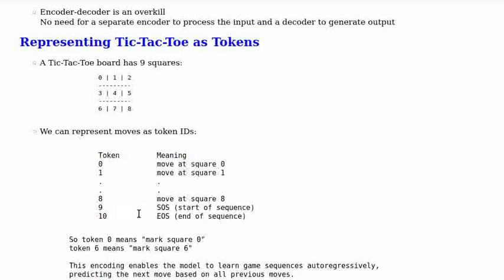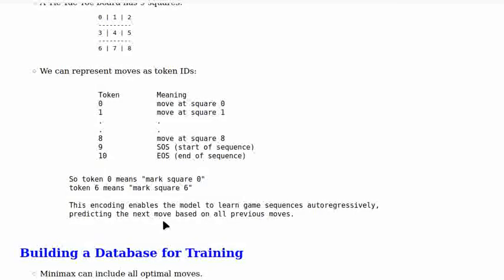Token 10 represents the end of sequence, EOS, signaling the conclusion of a game. This compact tokenization allows the transformer to learn optimal move sequences through autoregressive prediction, where each token conditions on all previous tokens in the sequence.